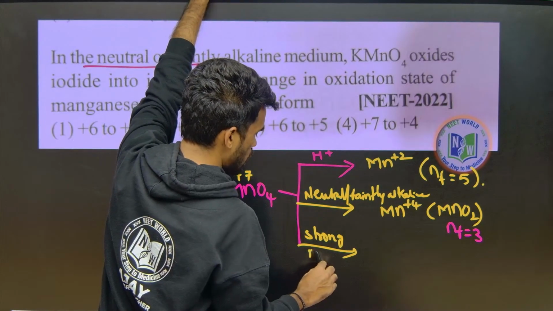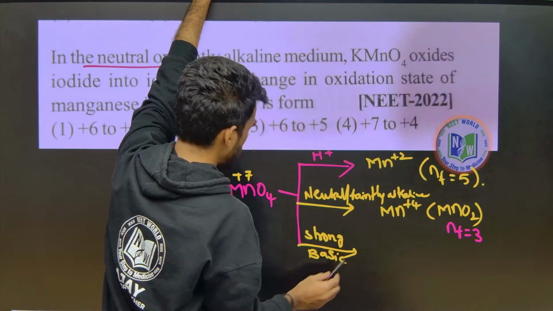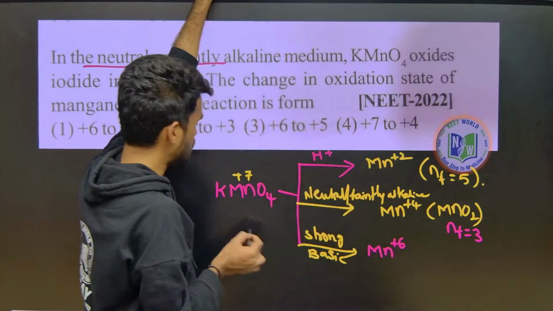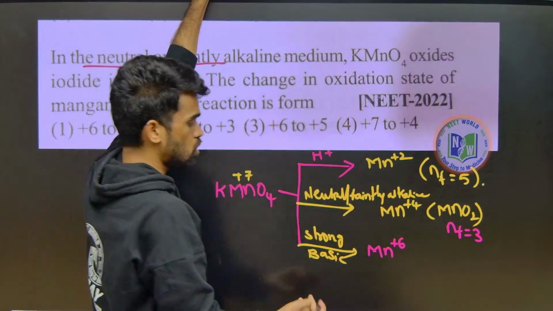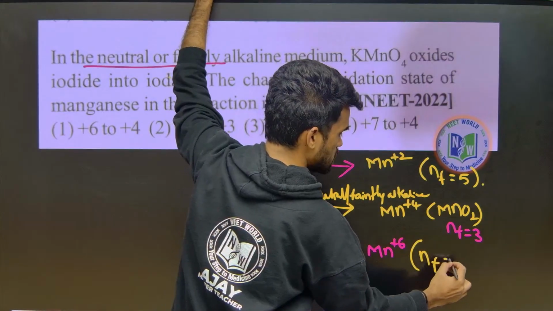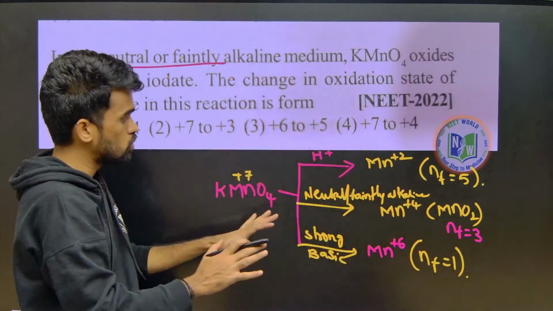Now if it is strong alkaline medium, or strong basic, I am writing here, in this case it converts into Mn+6 oxidation state. 7 reduced to 6. So how many electrons gained? 1 electron. So you should say N factor as 1. So this is what you need to remember.